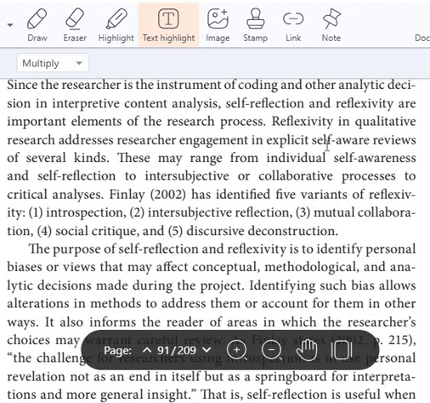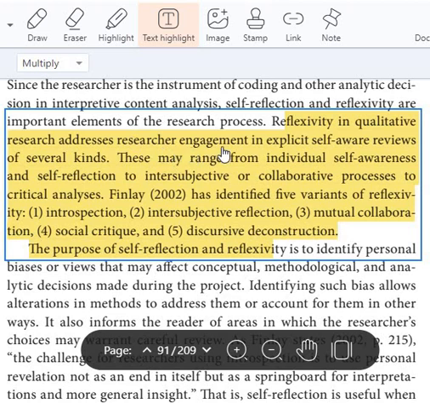Okay, it says here that reflexivity in qualitative research addresses researcher engagement. So his participation, his engagement in explicit self-aware reviews of several kinds. This may range from individual self-awareness and self-reflection to what? To intersubjective or collaborative processes to critical analyses. Okay, here it says that Finlay has identified 5 variants of reflexivity, which are introspection, intersubjective reflection, and mutual collaboration, social critique, and discursive deconstruction.